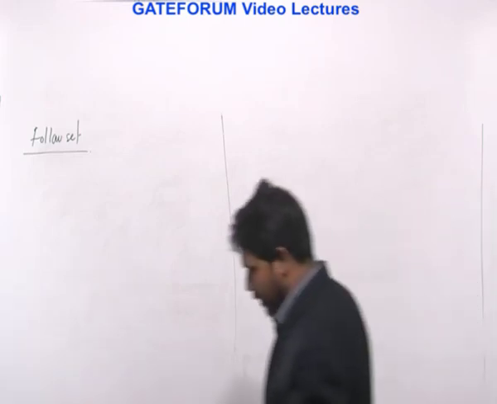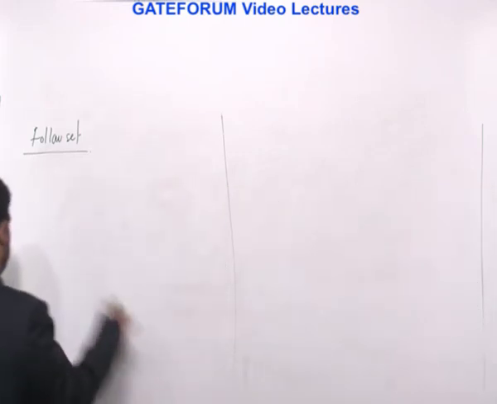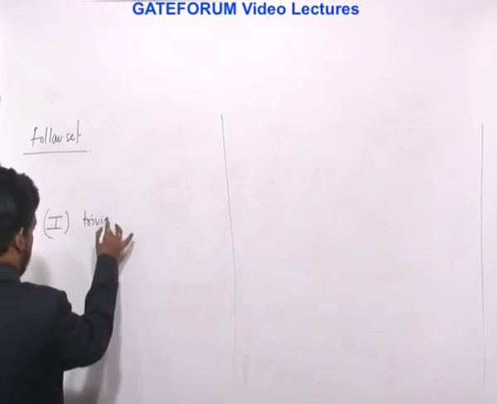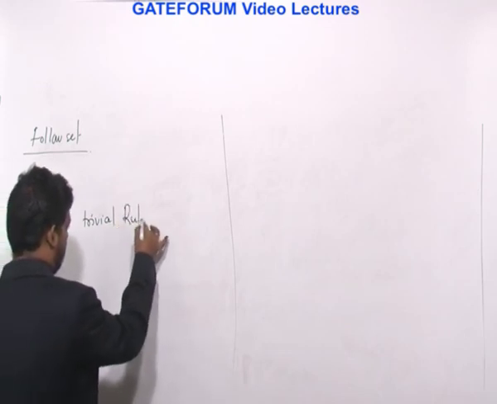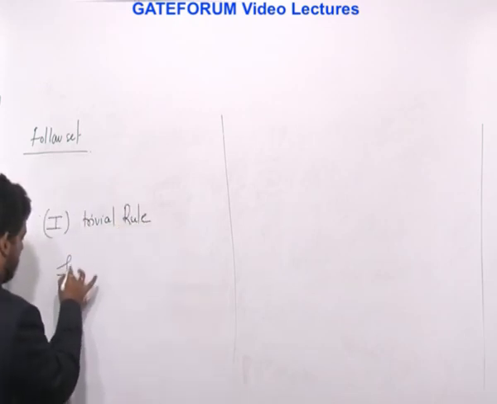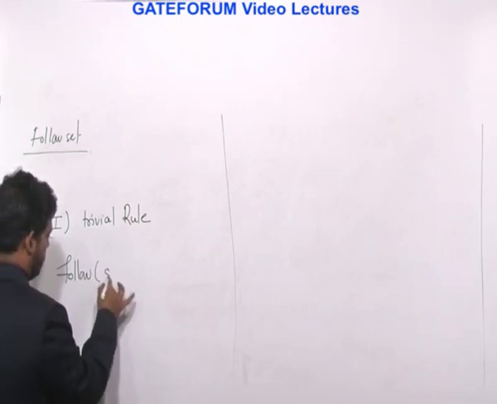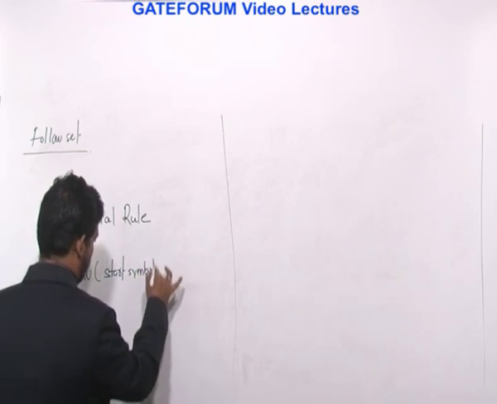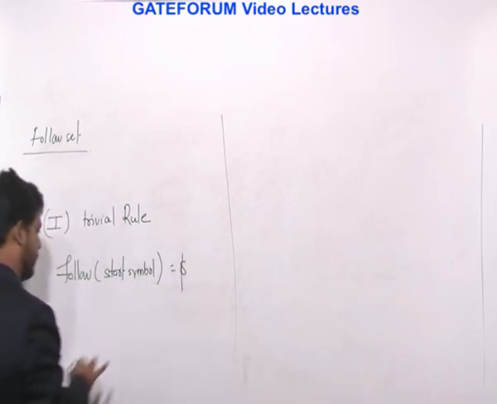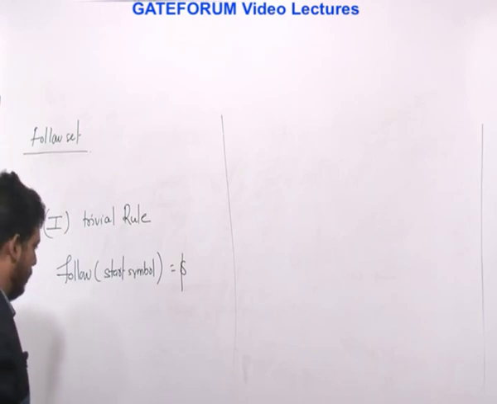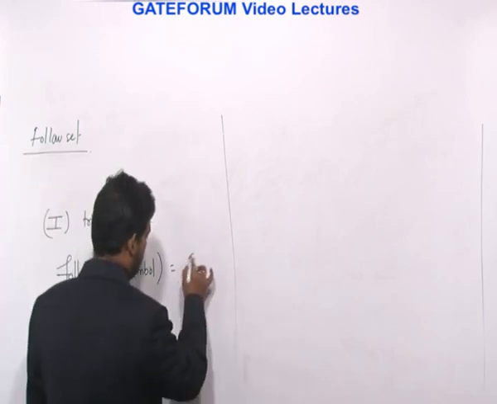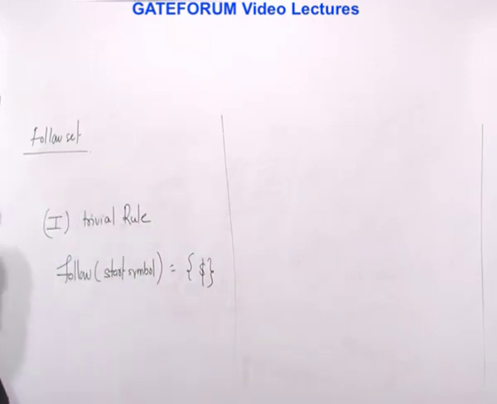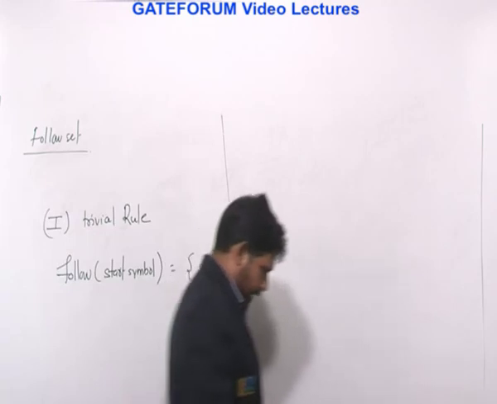Now the first rule is the trivial rule, and it is applicable to every grammar, that means applicable everywhere. Okay, follow of start symbol is equal to $. Always it will have $. Follow of the start symbol is $, always. So this is applicable everywhere.